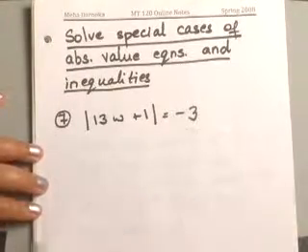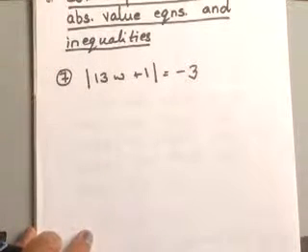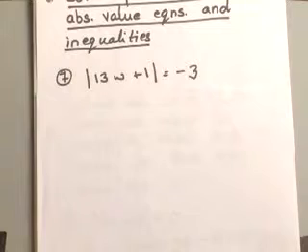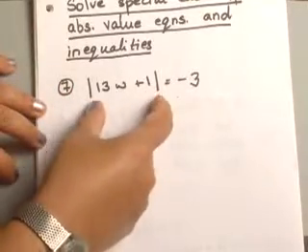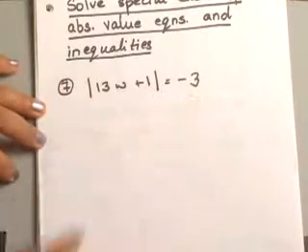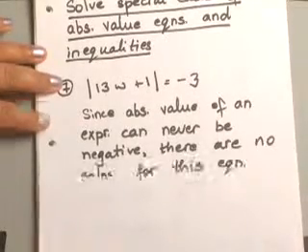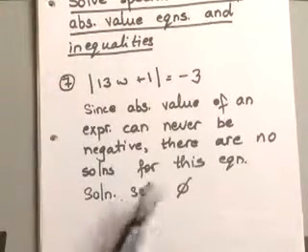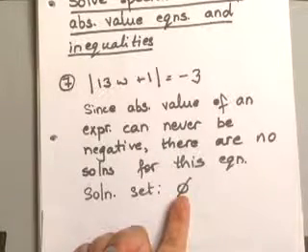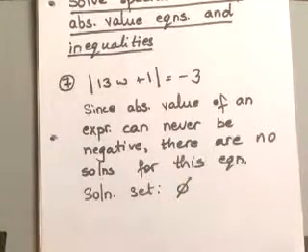Now, we're looking at our first example here. We have an absolute value equation: the absolute value of 13w plus 1 equals negative 3. If you remember, we just said that the absolute value can never be a negative number. You cannot have the distance of this expression from 0 be negative 3. So that tells us that this cannot be solved. This equation has no solutions, and your solution set will be an empty set. To represent an empty set, remember we use the circle with the line across it.